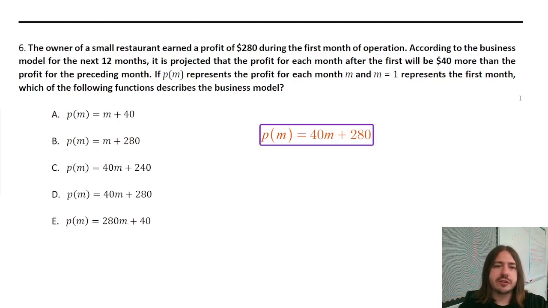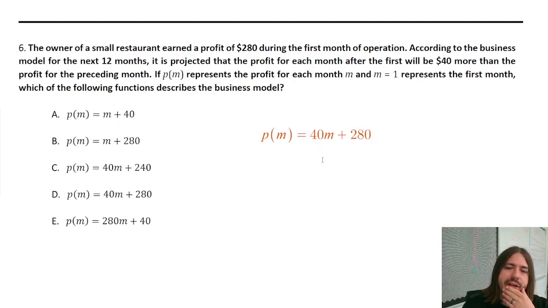You get $280 the first month. If you're going to increase by $40, then you'll expect $320 on the second month, right? But what's weird here is if I set up my equation like this, and I plug in M equals 1, I get 40 times 1 plus 280, which is 320, which should be what I'm getting on the second month, not the first month. So this is not going to be right, okay? But this is probably going to be the most likely chosen wrong answer.